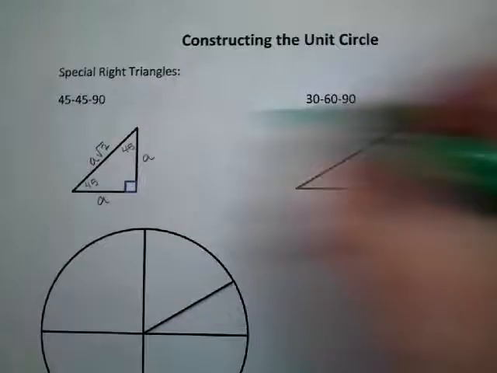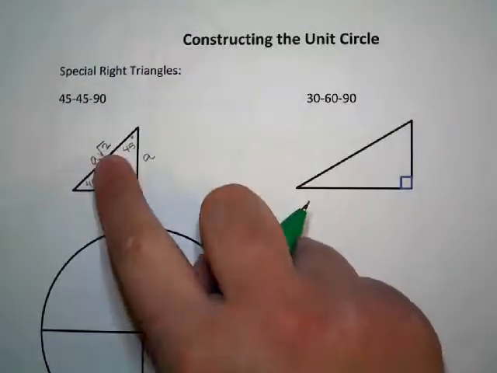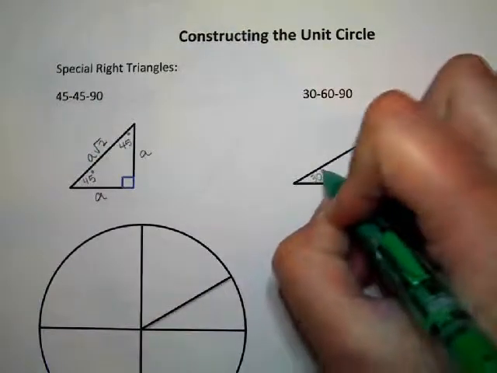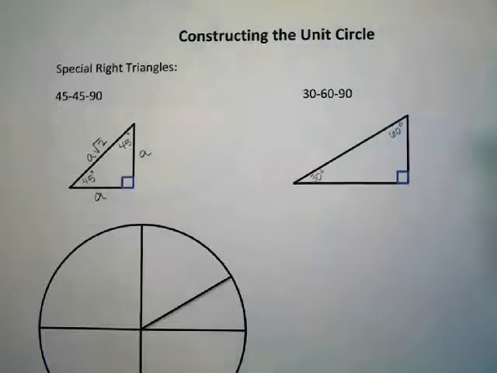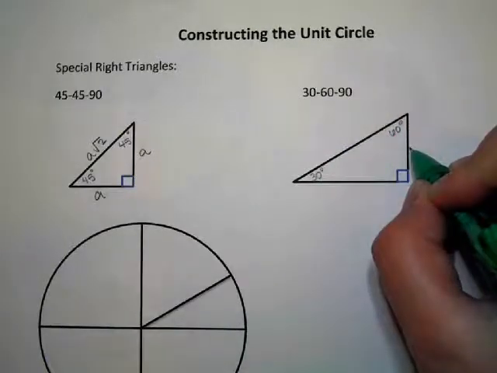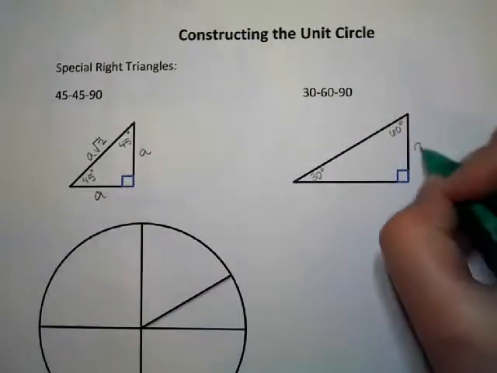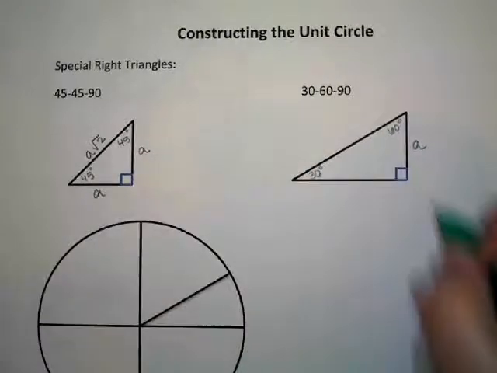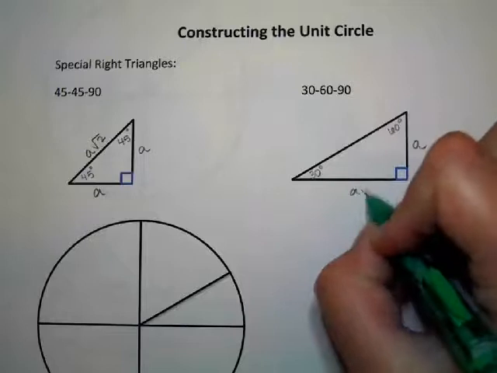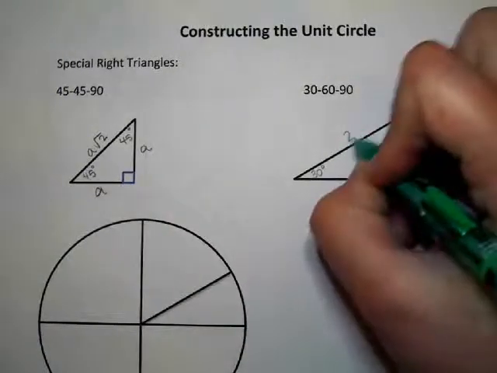Whew, okay. So here's 45 degrees, 45 degrees. We got A root 2. Okay. Then over here we got a 30-degree angle, a 60-degree angle, and a 90-degree angle. The 30-degree angle is across from what side? A. Okay. The 60-degree angle, Jack. There we go. And then the hypotenuse is the 2A.